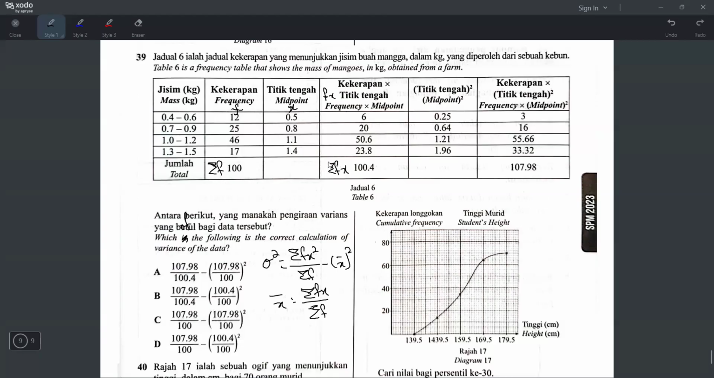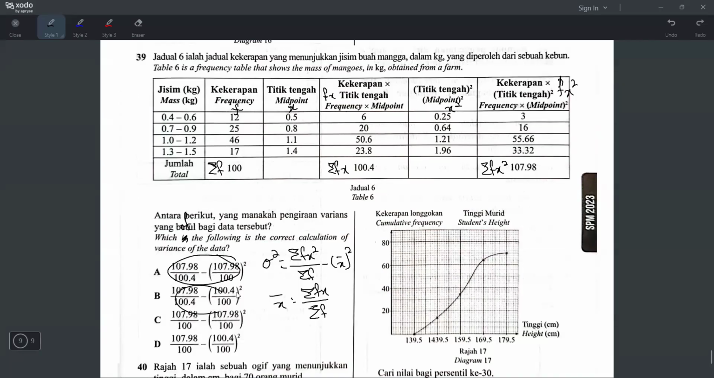Okay, this symbol means sum. Midpoint square means x square, because midpoint is x. And then the frequency times midpoint square is fx square. And then the 107.98 is the jumlah for fx square. Okay, this symbol is jumlah. Now we can find the variance. Okay, if you look at ABCD, dia tak calculate the variance answer tau.